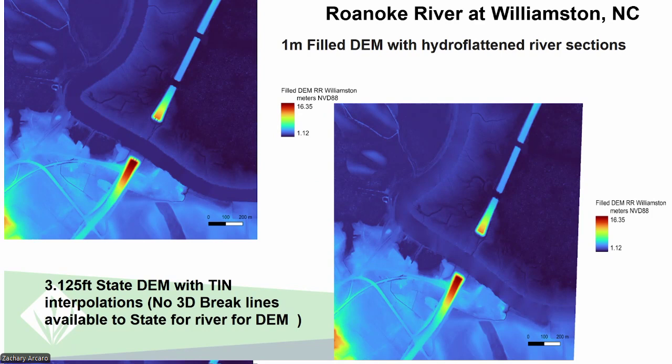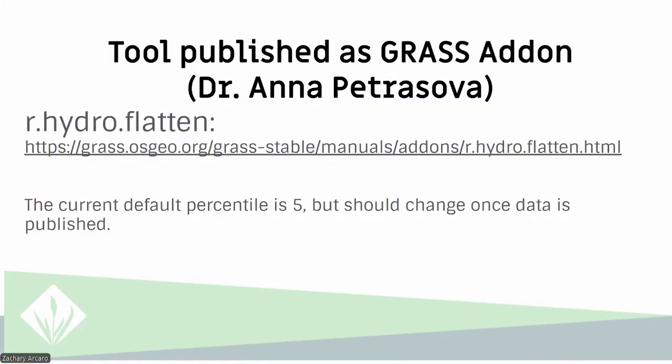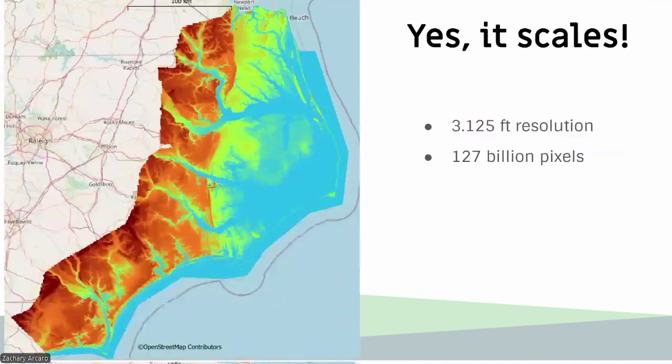Found out that the bank elevation of the ground points is 20 centimeters below what the USGS gauge says the water level was at the time the LiDAR was flown. So this is also a good way of doing a little QA on your LiDAR. This tool is published by Dr. Petrosova as R hydroflatten. The current default percentile to use is 5, but based on the data that we've been working through, 14 is actually a closer number.